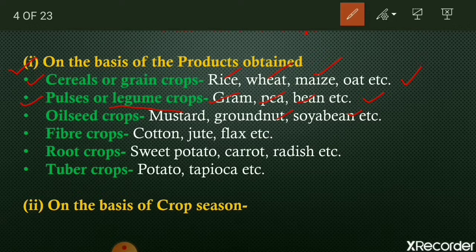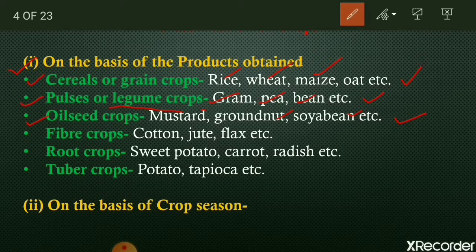Next one is oil seed crops. Oil seed crops are those from which we get oil, meaning from the seeds of those plants we get oil. Examples are mustard, groundnut, soybean, and so many other plants. These are rich in fats.